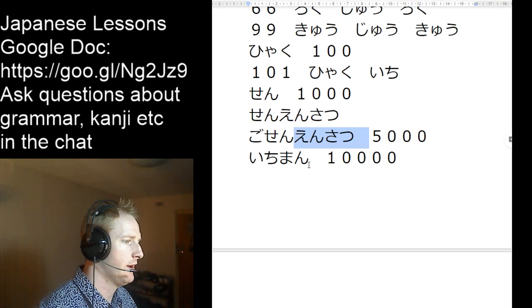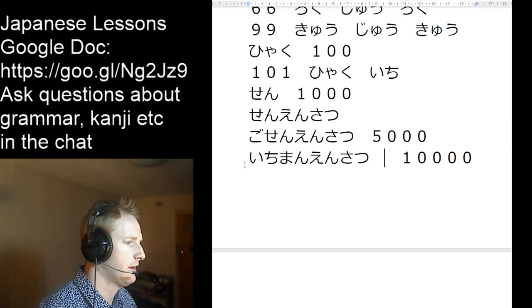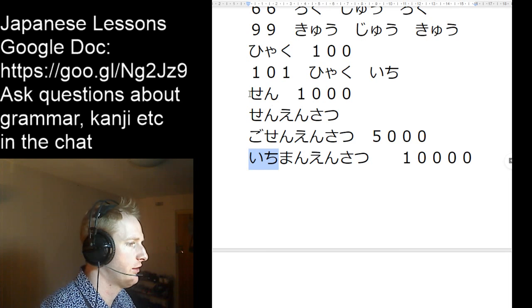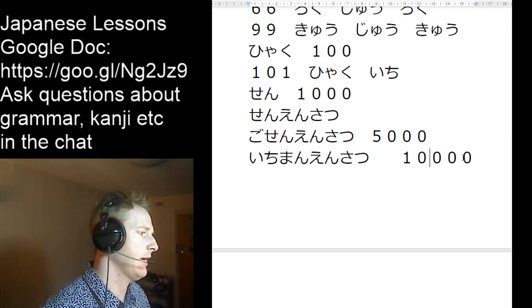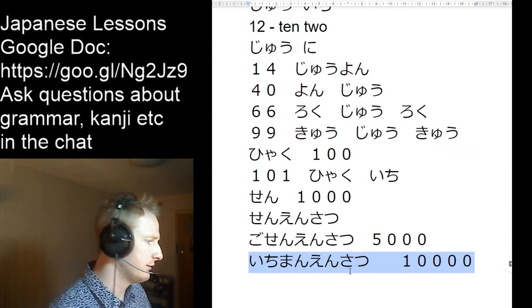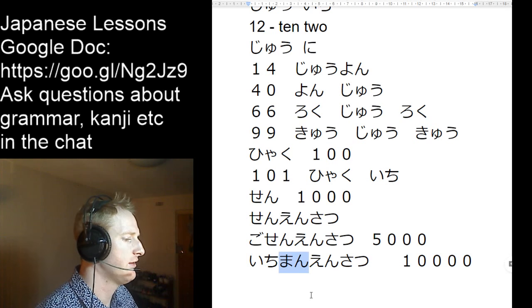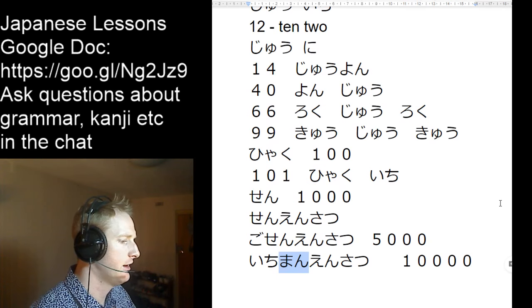And then the other one we have is ichiman yen satsu. Okay, so notice here for 10,000 we actually put ichi in the front. So 1,000 we don't, man we do. But yeah, so this is a 10,000 yen note.